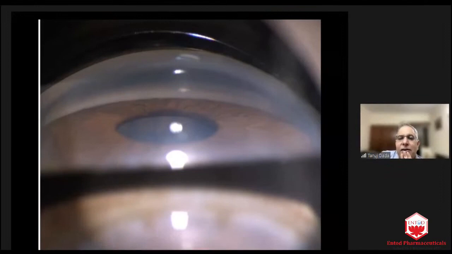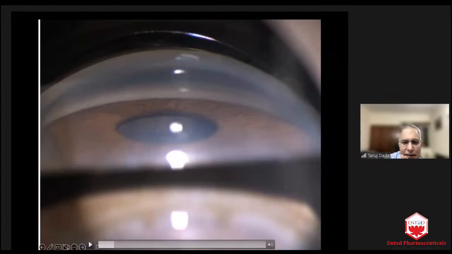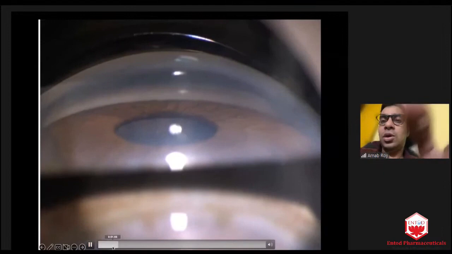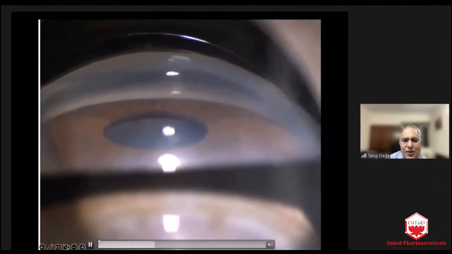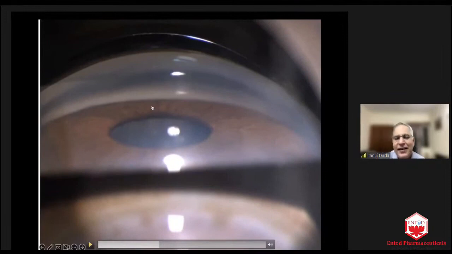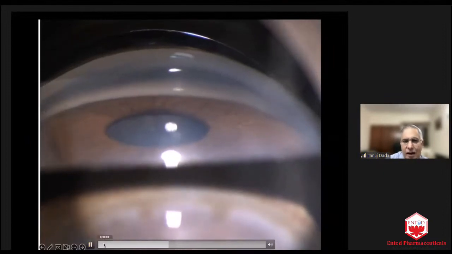So, Einstein has a very nice quote: imagination is more important than knowledge. So, I think you are applying that here. So, this is a completely occludable angle. Yeah, it is completely closed. Nothing is visible. Where you are seeing scleral spur, nothing is visible. It's a completely closed angle. Okay.